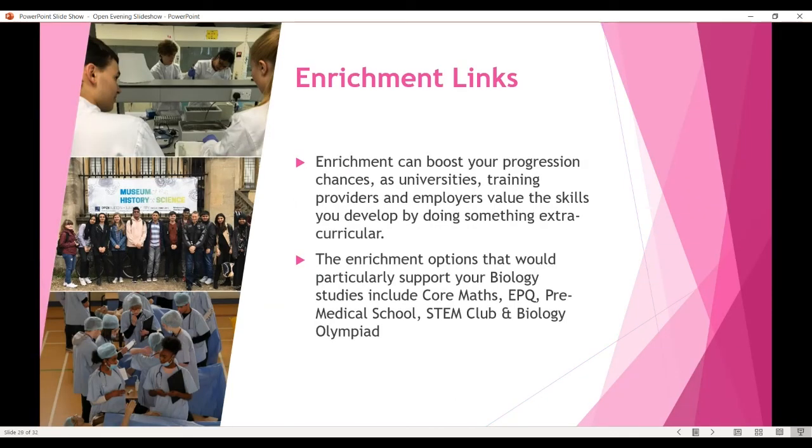We also offer a range of enrichment links. These help boost your progression chances at university or apprenticeships, as employers value the skills you develop by doing something extracurricular. In biology, we also encourage students to study core maths if they are not doing A-level maths, EPQ, where a number of students will do a biology-related EPQ. We also run a pre-medical school for those wanting to apply for medicine, and we have a STEM club, and we have entries into the Biology Olympiad. So you have a range of opportunities for you at Solihull.